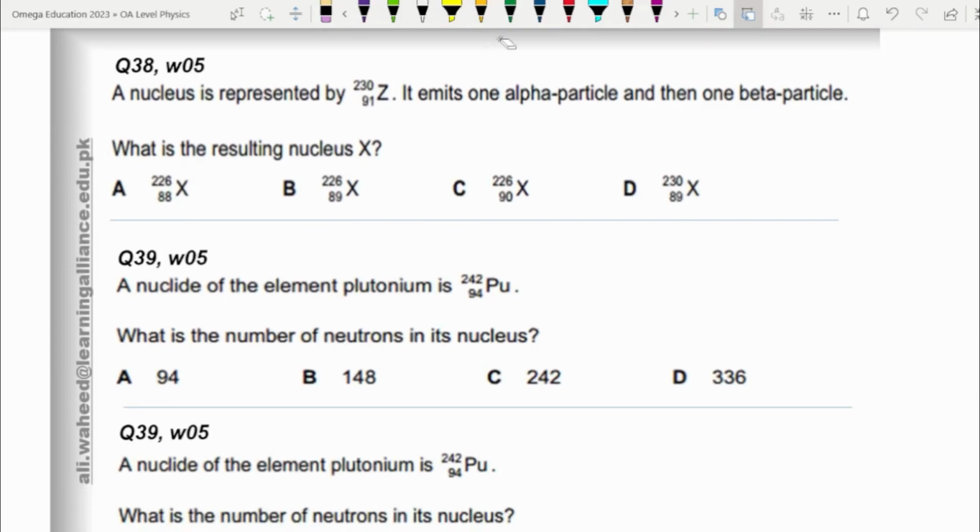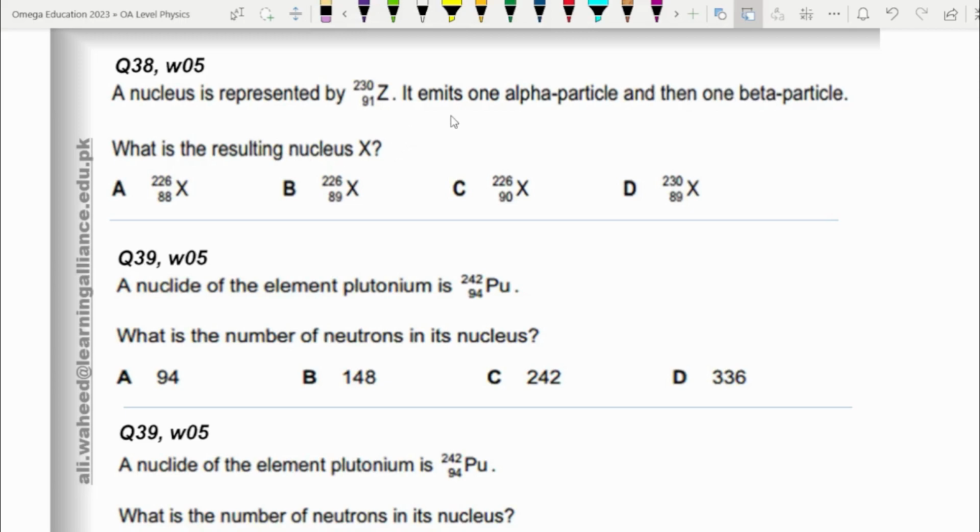Alright, here we have the first one, question number 38. A nucleus is represented by Z, 91, 230. Whatever the element is, we don't need to know the element. We'll just go with the symbol Z, which is a general symbol, not the actual symbol of the element. It emits one alpha particle and then one beta particle. What is the resulting nucleus X?